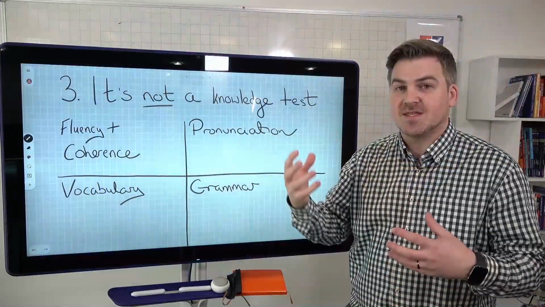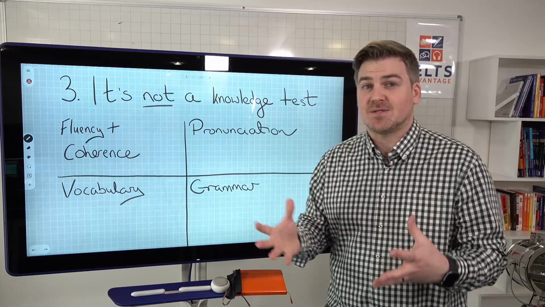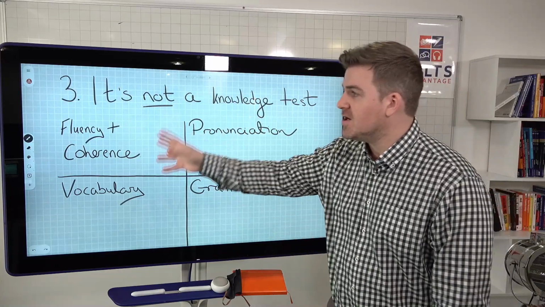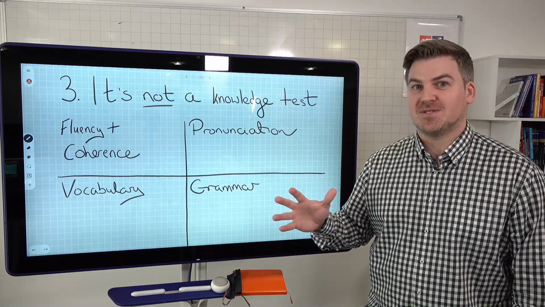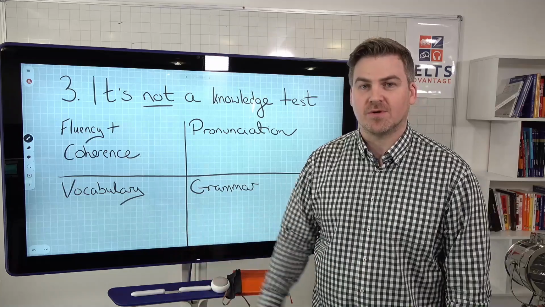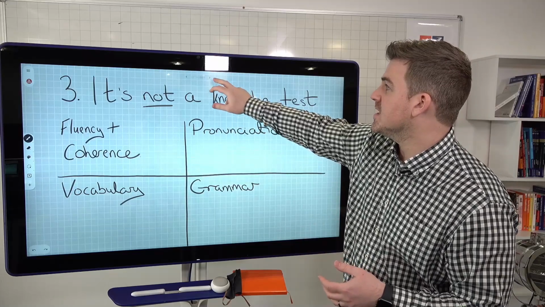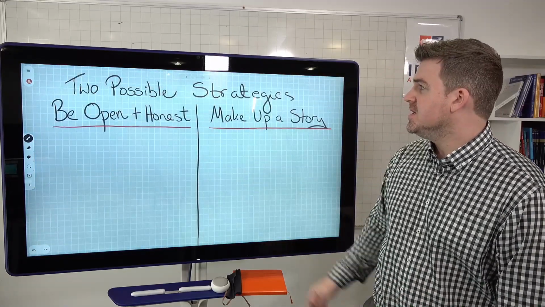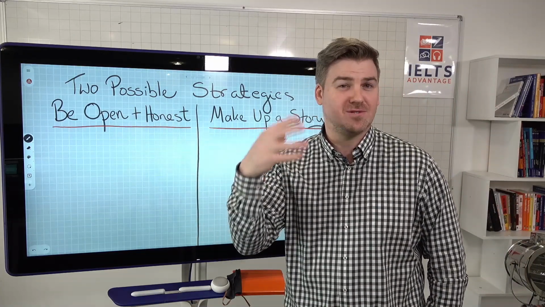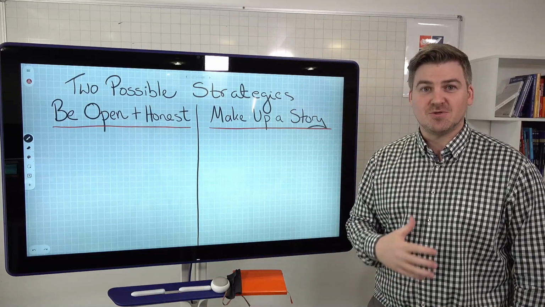Nothing that they're going to give you a score on is related to knowledge or topics or content or anything related to that. And the strategies that I'll give you now allow you, even if you know nothing about that topic, to be fluent and to demonstrate good pronunciation and good grammar and good vocabulary. So you don't need to worry about this as much as you think. So let's now look at the two strategies. There's two possible strategies. Imagine that the examiner asks you a question and you know nothing about it, or you think you know nothing about it. So one is to be open and honest that you know nothing about it.